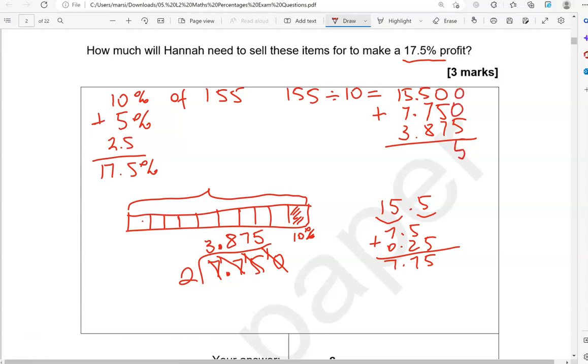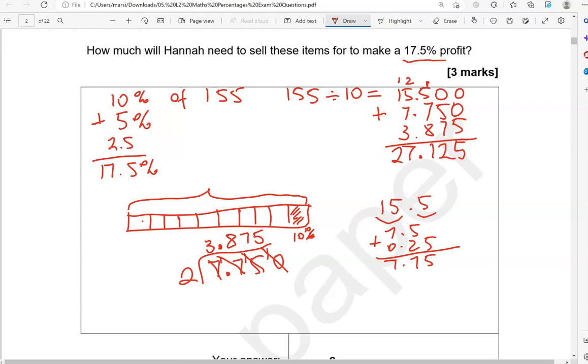So that's 5, 5 and 7, that's 12, so 2 down, 1 carried over. 7 and 8 is 15, and the 5 is 20, and the 1 we have carried over, that is 21. So 1 down and 2 carried over. 5 and 7, that is 12, and the 3, that is 15. And the 2 we carried over, that is 17. So 7 down, 1 carried over. 1 and 1 is 2.